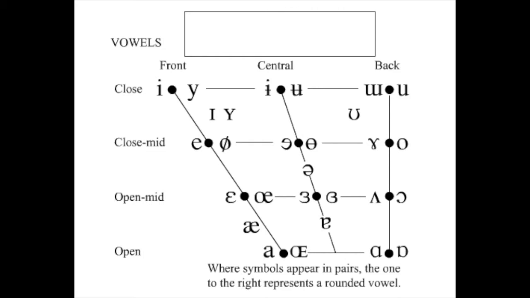The top left symbol shows the vowel that is made when the tongue is close to the top of the mouth and far to the front, and that's the vowel E. The vowel immediately to the right of it involves the tongue in the same position, but with the lips rounded. Now, the top right symbol shows an oo sound, which also involves the tongue close to the top of the mouth, but now further back.